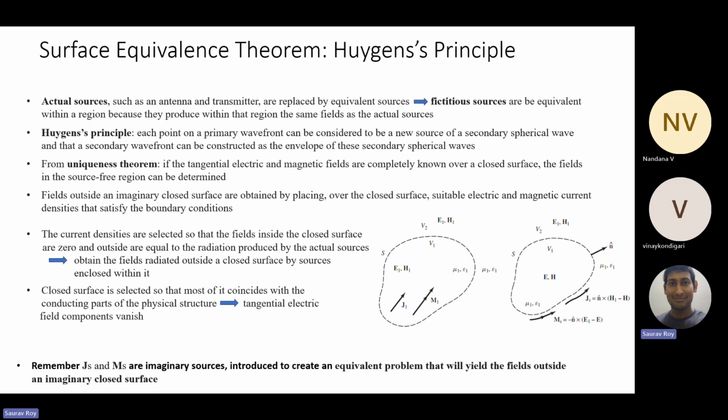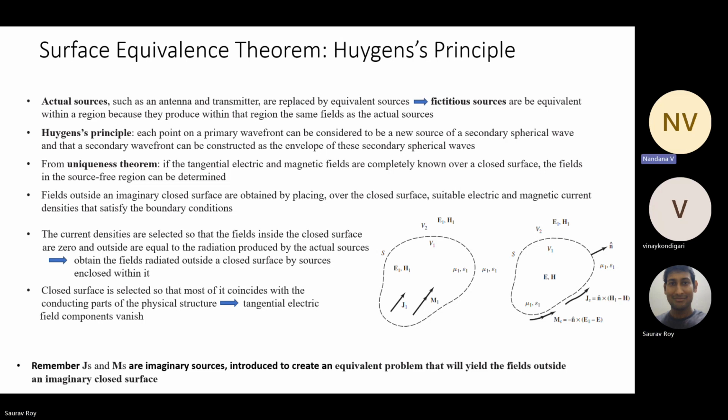So here you tell me, what are the imaginary sources in the second picture? The second picture is the imaginary or equivalent thing. Js and Ms are imaginary. You see the subscript S is because it is on the surface S, right? So this volume 1 is enclosed by these surfaces, and on that we have these tangential sources, Js and Ms.